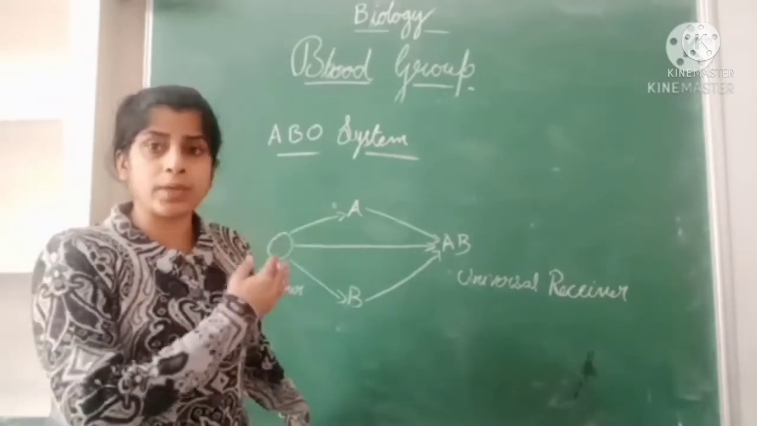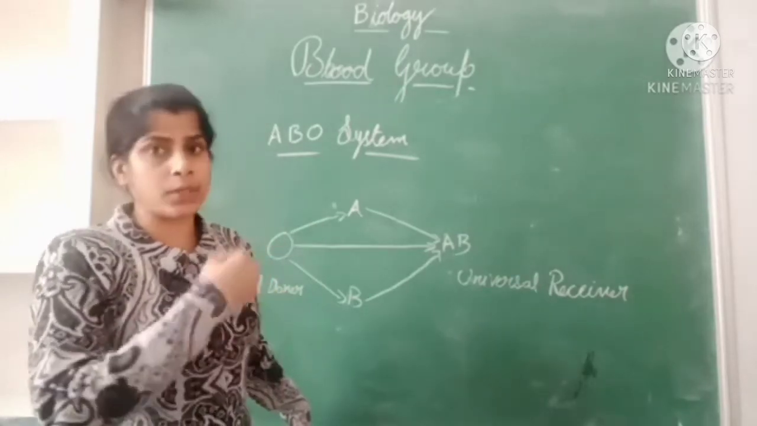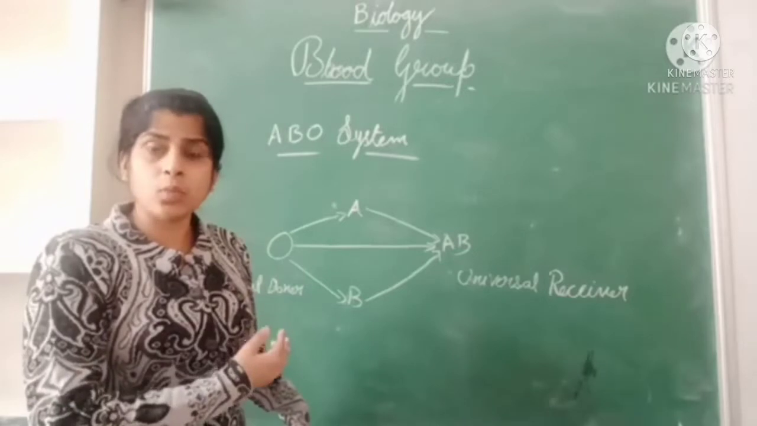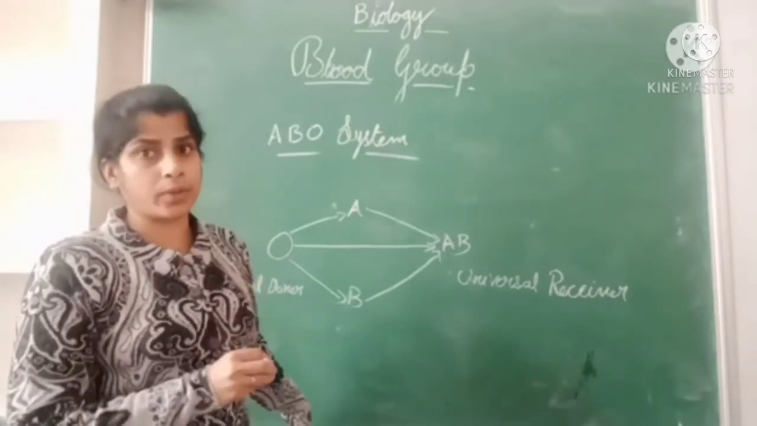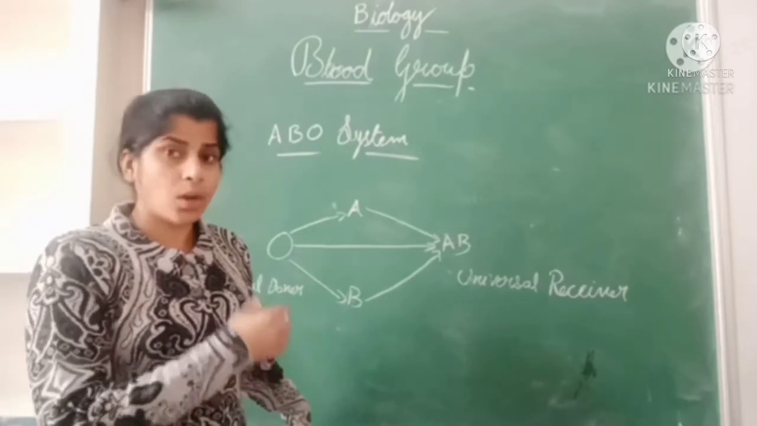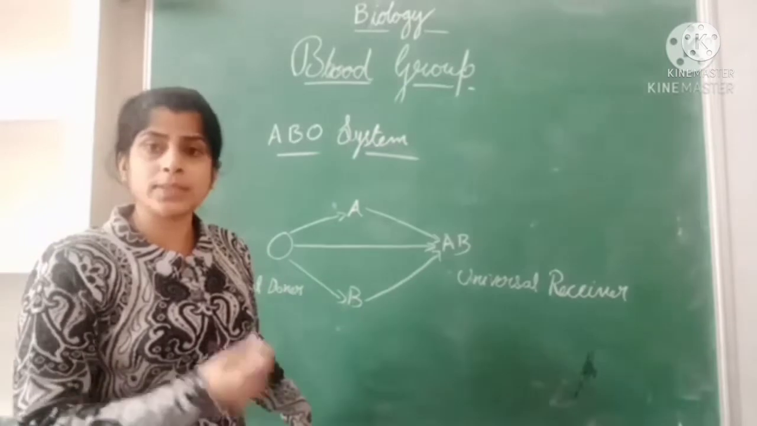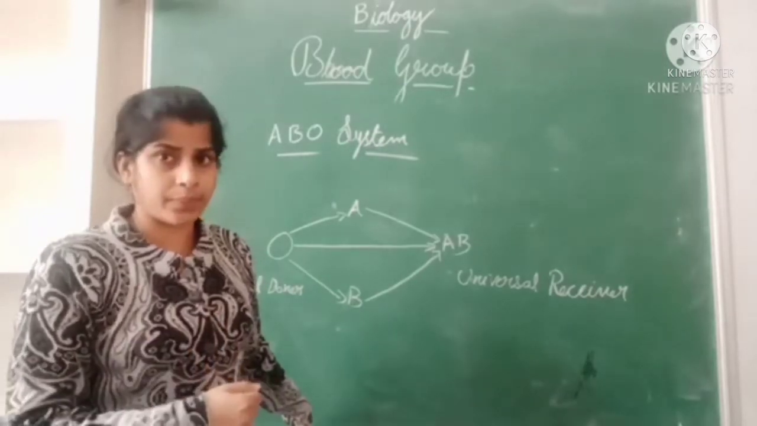That means A group can donate to AB group, and B group can also donate to AB group. O group can donate to AB group. AB group can donate only to the AB group. So this AB group is a universal receiver.